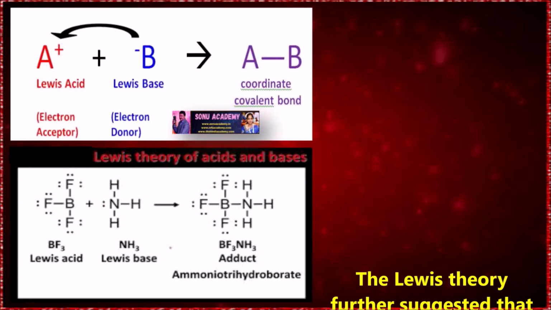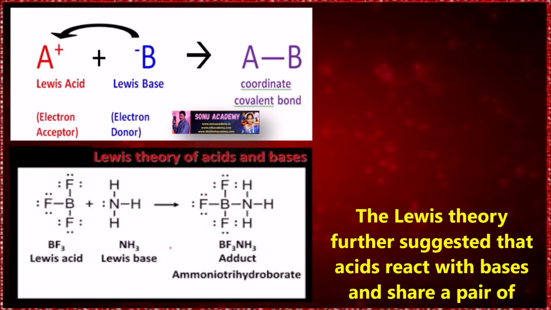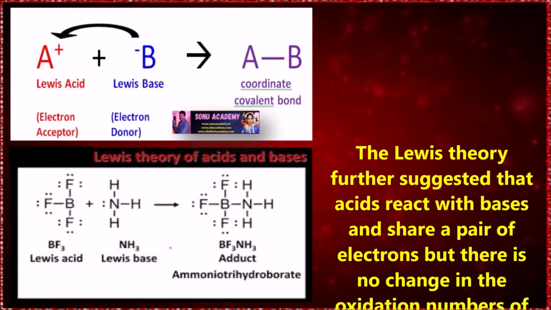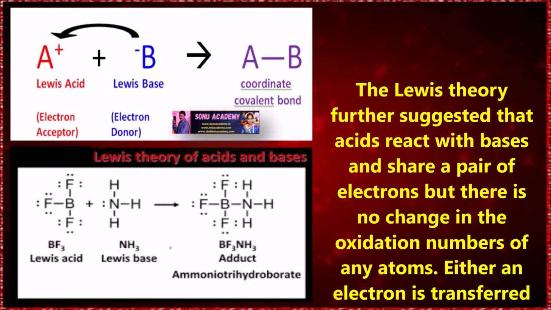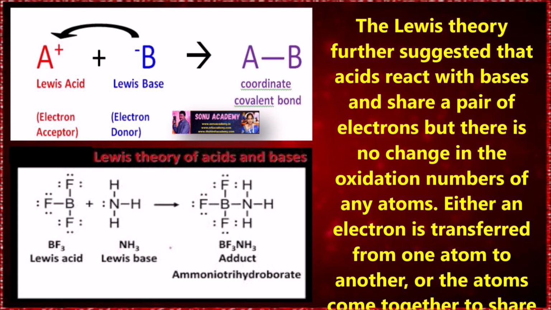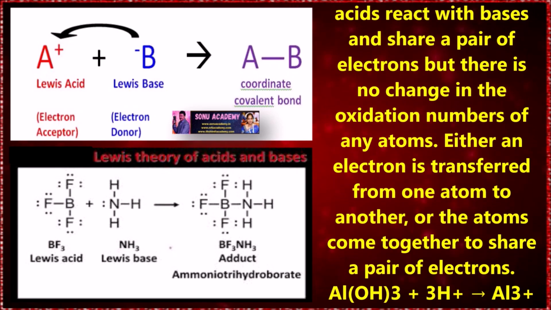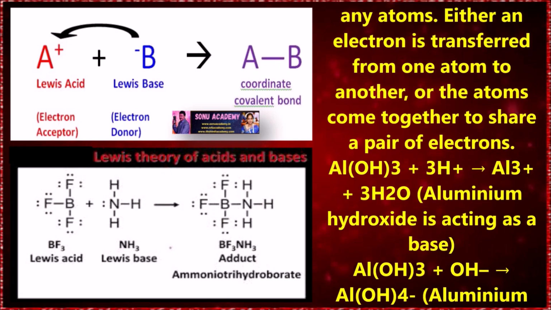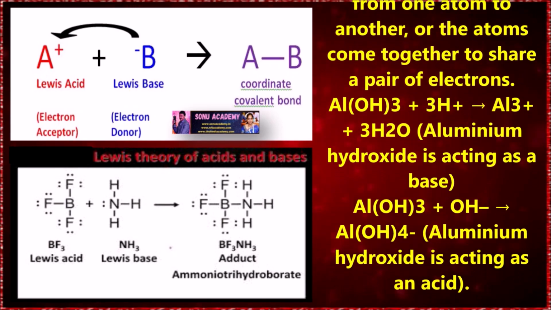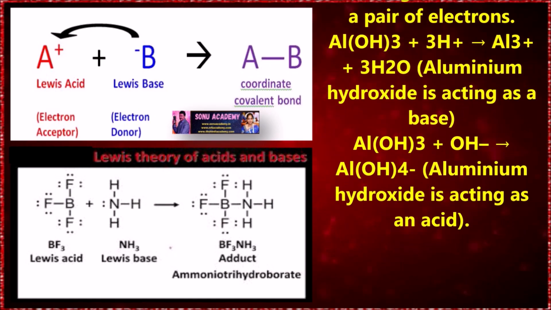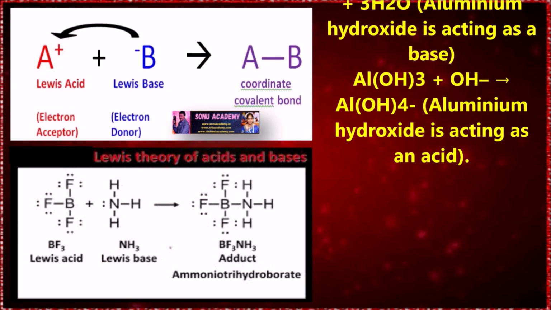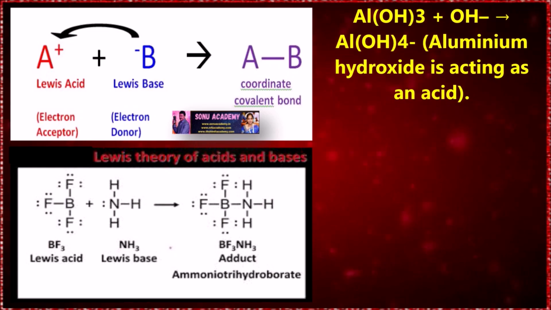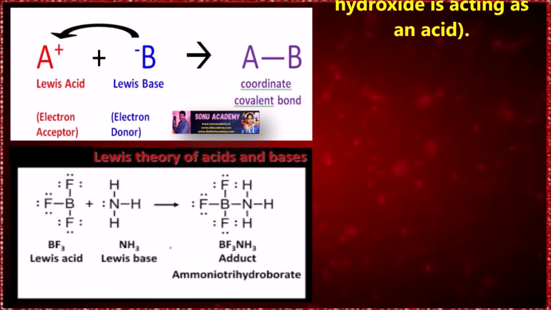The Lewis theory further suggested that acids react with bases and share a pair of electrons, but there is no change in the oxidation number of any atoms. Either an electron is transferred from one atom to another, or the atoms come together to share a pair of electrons. Like aluminum hydroxide is acting as a base, and another example is aluminum hydroxide is acting as an acid.